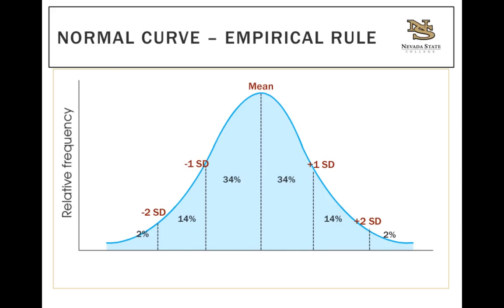So let's think of an example. There is an actual society out in the world that's called Mensa. And Mensa is a society solely for people who have taken an intelligence test and scored very high.